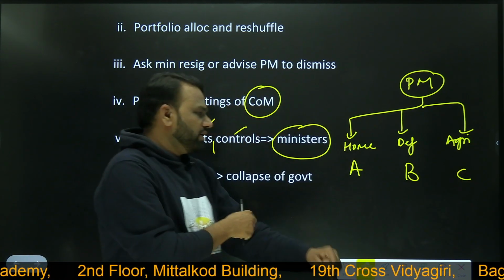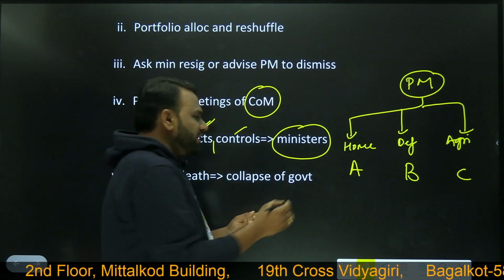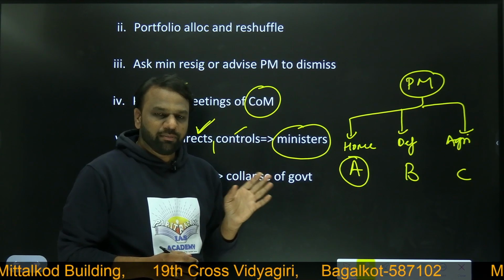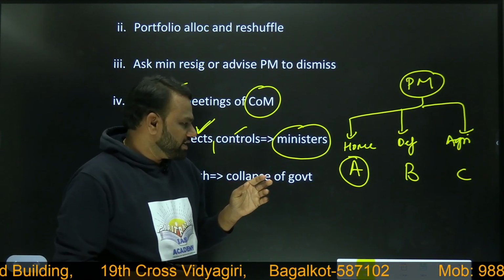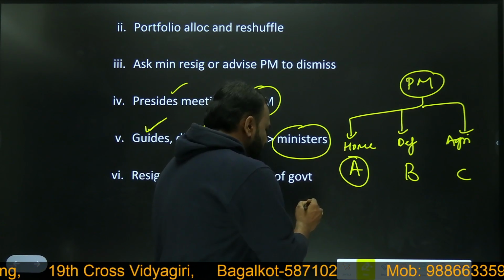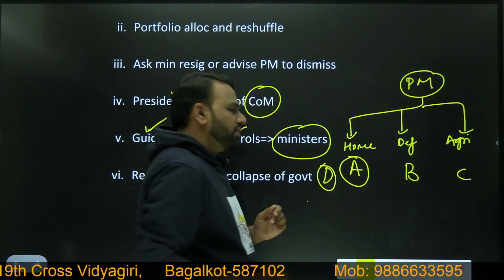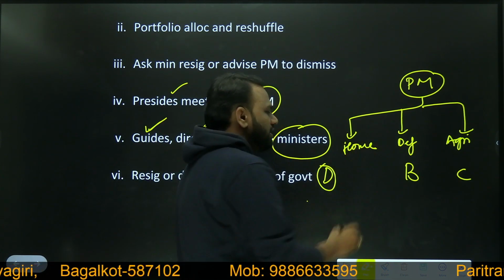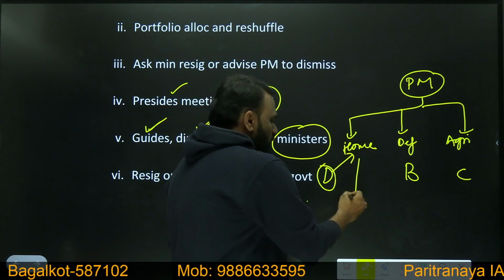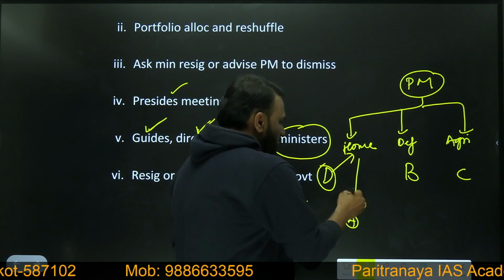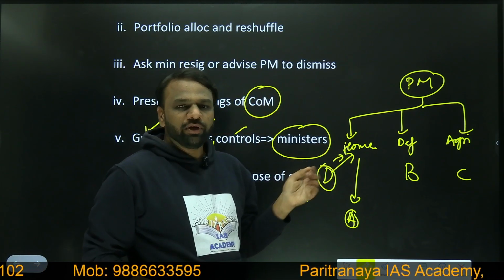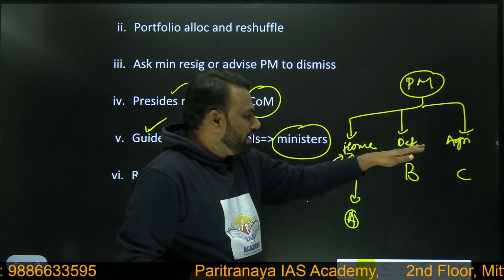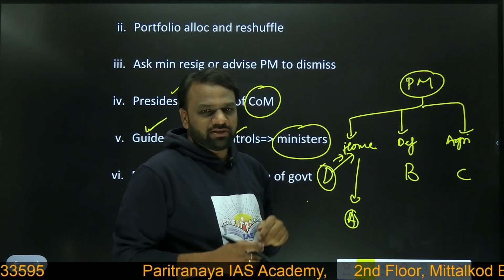Now let us assume person A resigns. He will submit his resignation. Once he submits it, in his place some new person will come, D. A will go, D will become the new home minister. So here just replacement will take place. It will not disturb the other ministers. The defense minister will remain, the agriculture minister will remain, and also the prime minister remains.